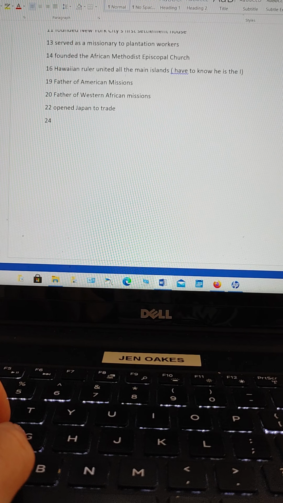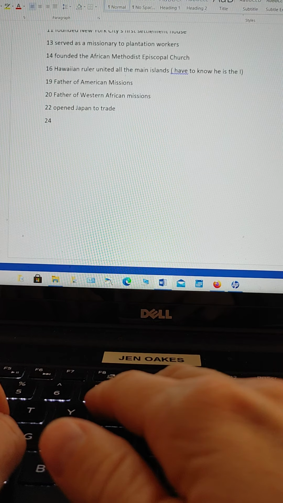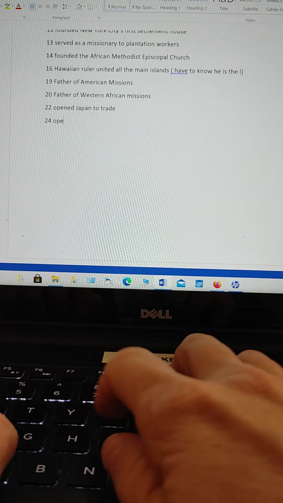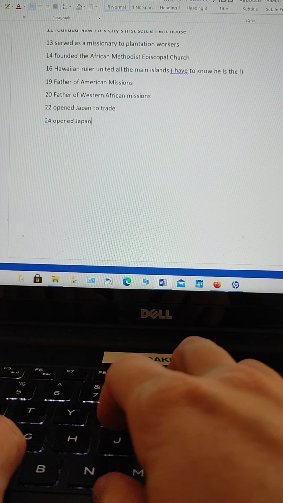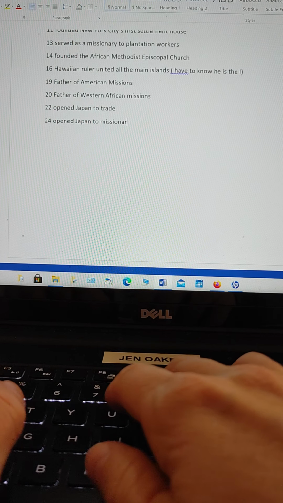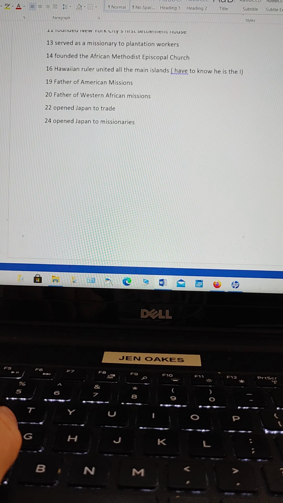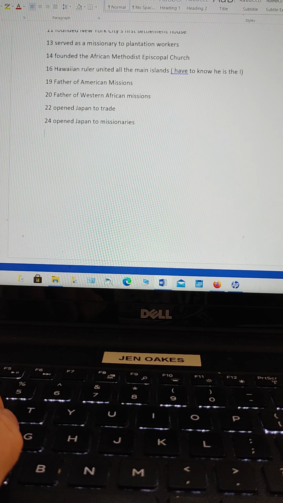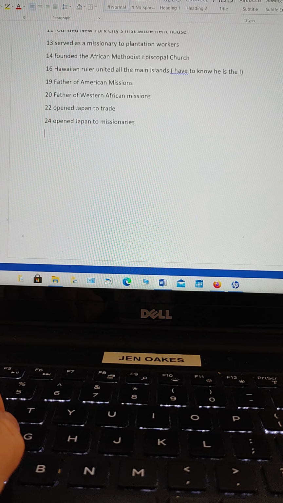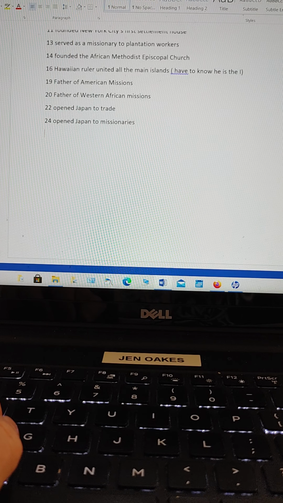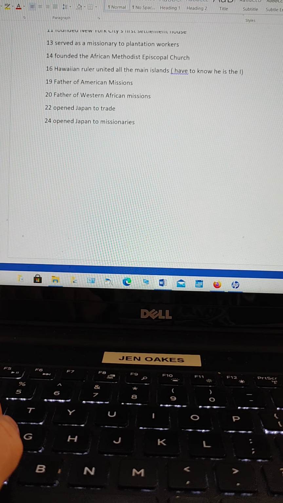24. Townsend Harris opened Japan to missionaries. Both of those guys are in the same set of matching, so you're just going to have to figure out how to keep it straight. Townsend Harris opened Japan to missionaries, and Matthew Perry opened Japan to trade.